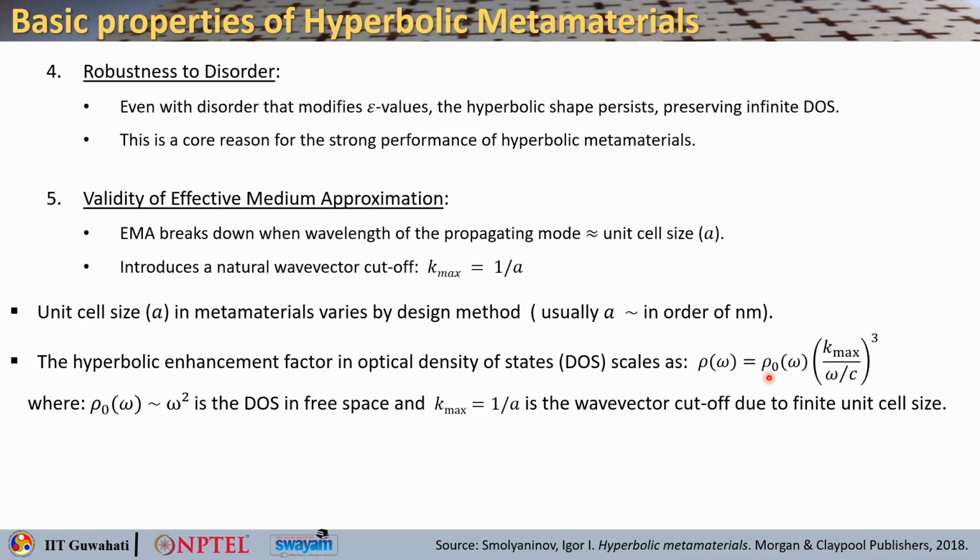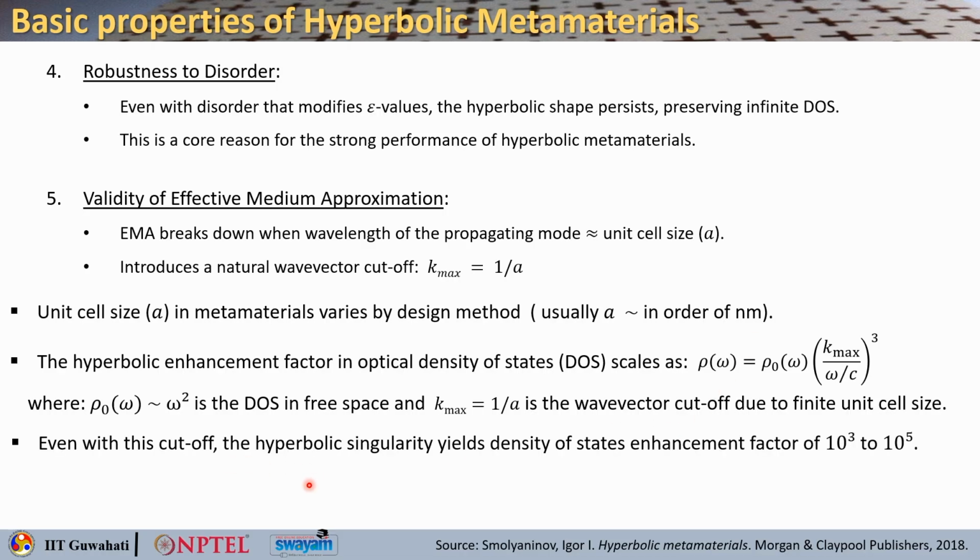So, you will see this term rho naught omega is basically proportional to, or almost equal to, omega square, that is the density of state in free space, and then you have K max, which is basically 1 by A, that is the wave vector cutoff due to the finite unit cell size. From that you can obtain what is the typical optical density of states.